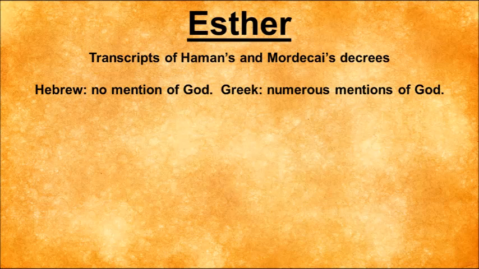Esther. There is much more material in Esther. It contains the full decrees, written by Haman and later by Mordecai, in which they wrote to the Persian Empire regarding the lawful murder and the lawful self-defense of the Jews. Very significantly, unlike the Masoretic version, which doesn't mention God a single time, the Septuagint version mentions God numerous times.